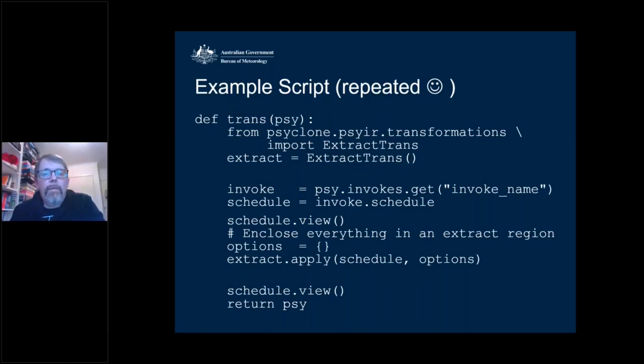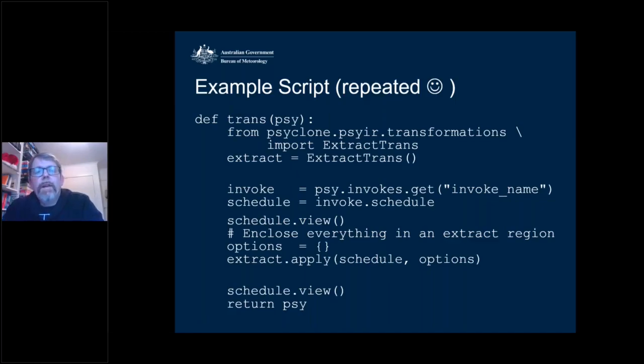And again, we get the invoke we want to instrument, we get the schedule, we look before we call the kernel, we apply the transformation, in this case no options. For debugging purposes, you might want to have a look again and then return the Psy object to PSyclone.